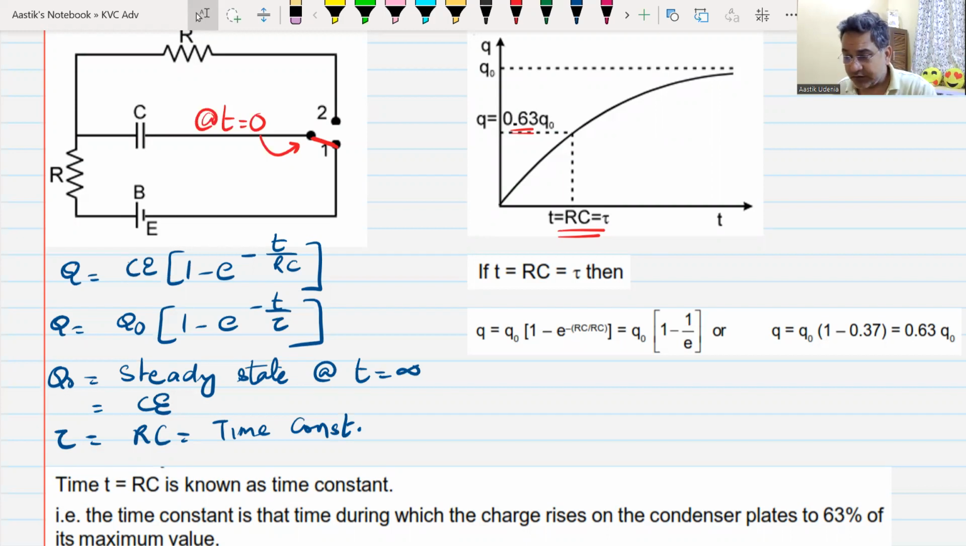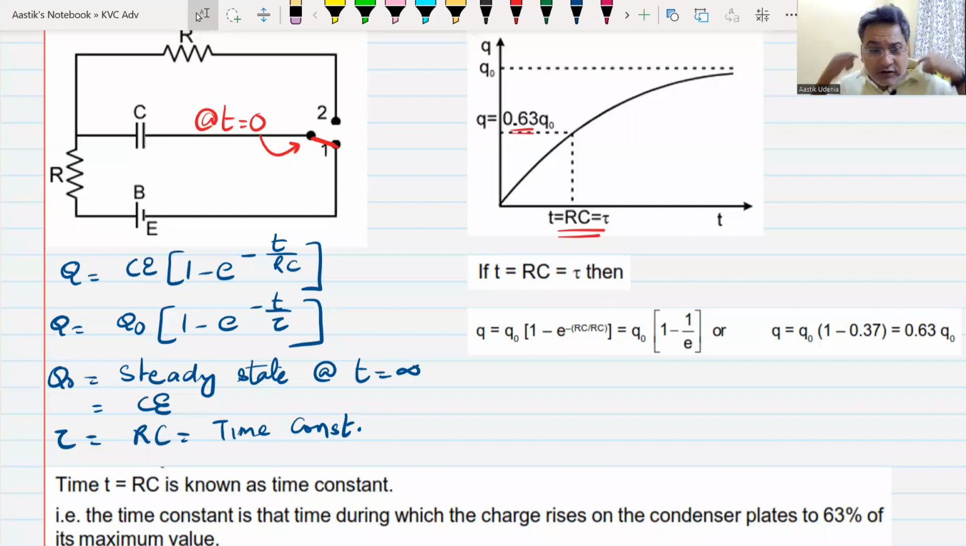No, sir. At time t is equal to 0, the switch is put to position number 1 and the capacitor starts to get charged. At any time after that, the charge on the capacitor is given by this formula. I'll give you 2 minutes to note this down. Everyone understands this? Yes or no? Yes, sir.